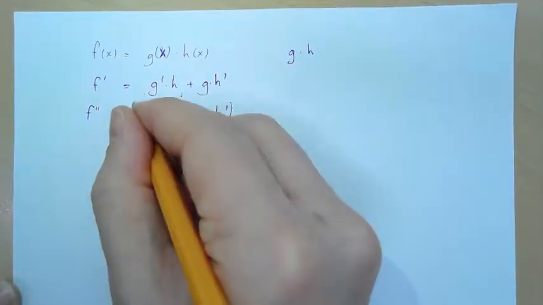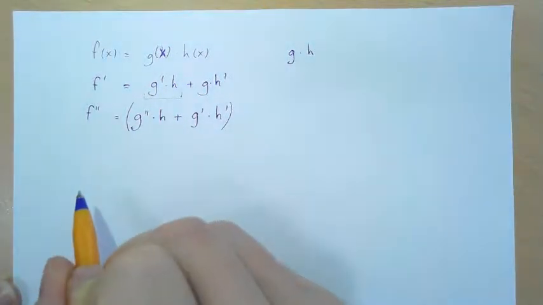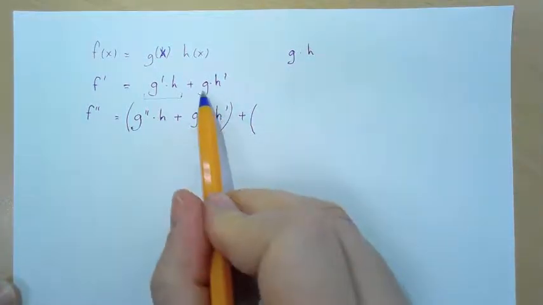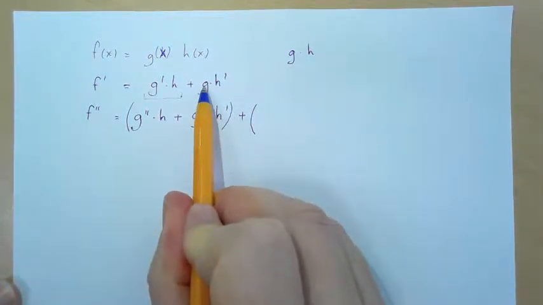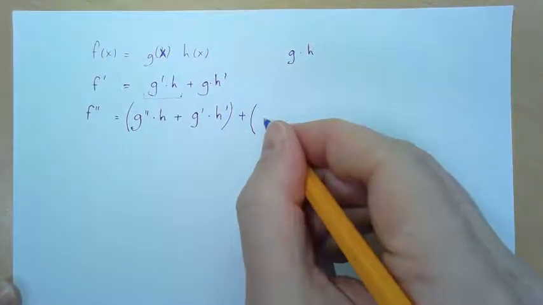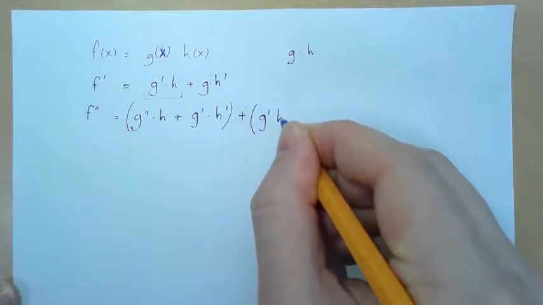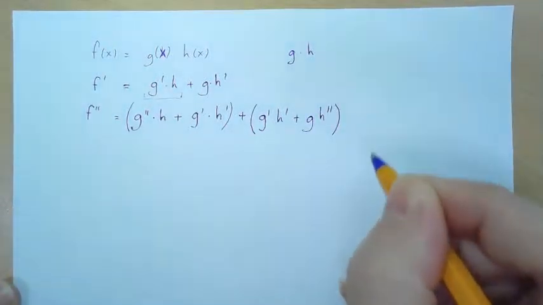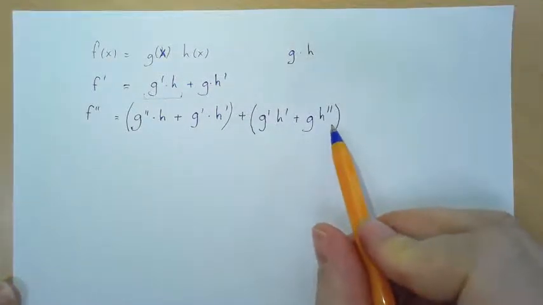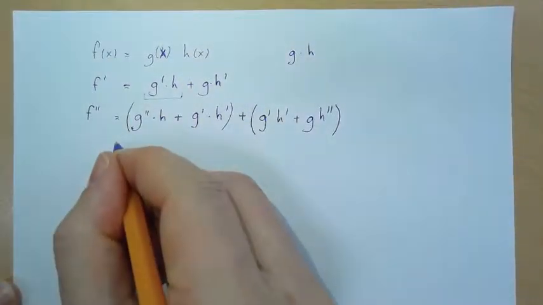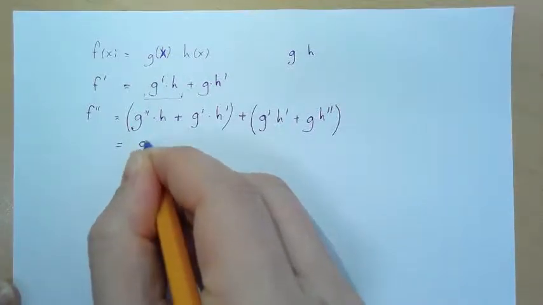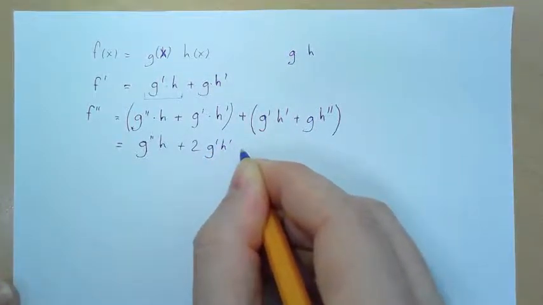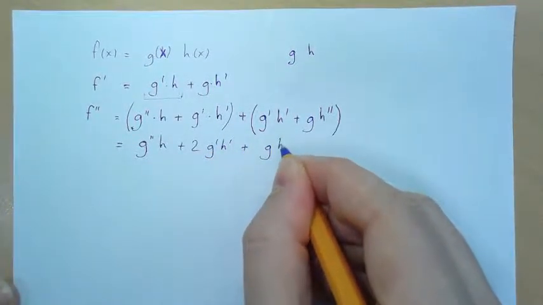So this is the derivative of g prime h. U prime v plus u v prime. And now I need to do the derivative of g h prime. So this time u is this, v is that. All right, so I'll go quickly. U prime v plus u v prime. v prime is h double prime. So if we put these things together, we can see that we have g double prime h plus 2g prime h prime plus g h double prime.